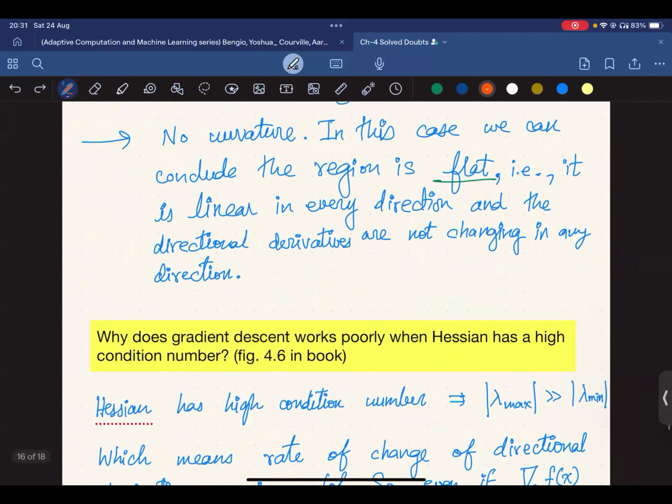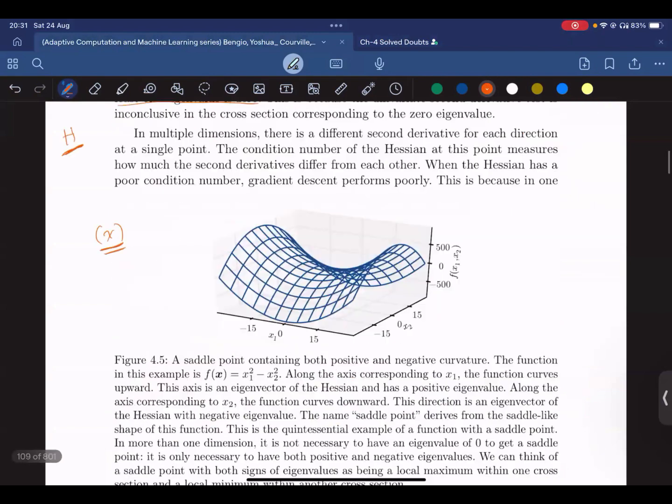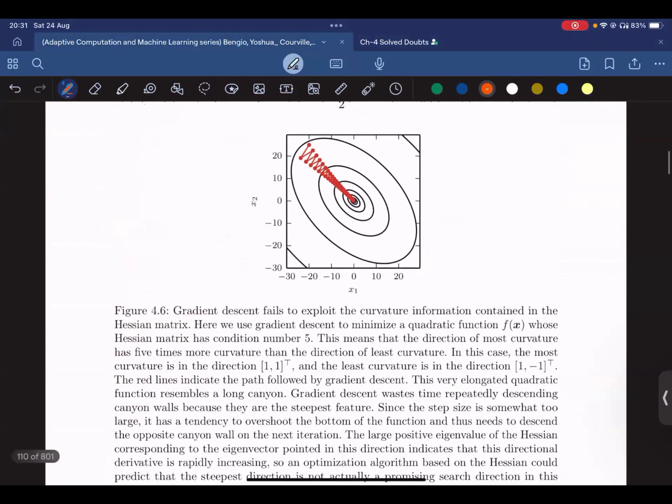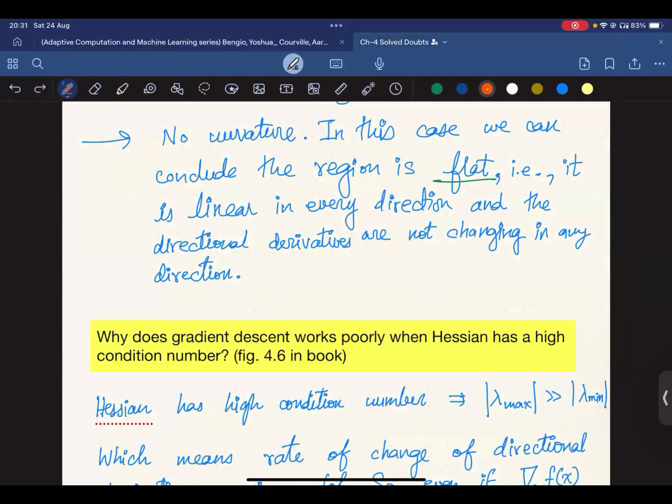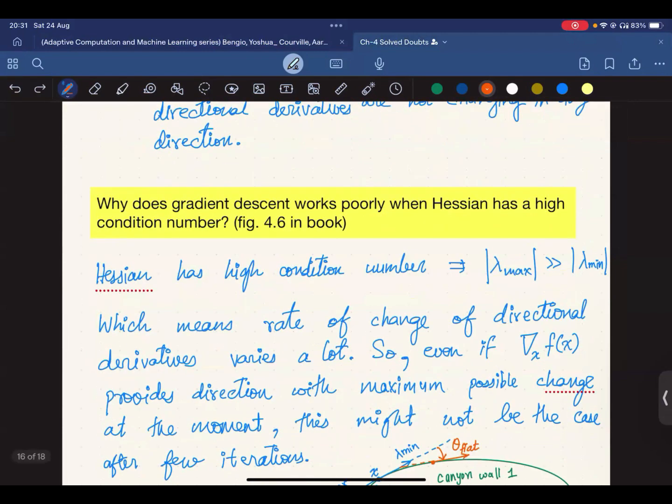So one more doubt we had: why does gradient descent work poorly when Hessian has high condition number? The book discusses that whenever there is high condition number, the gradient descent can oscillate in this fashion. So why does this happen? Hessian has high condition number, which means the maximum eigenvalue is far greater than the minimum eigenvalue, which means the rate of change of directional derivatives varies a lot. So there is difference in curvatures.